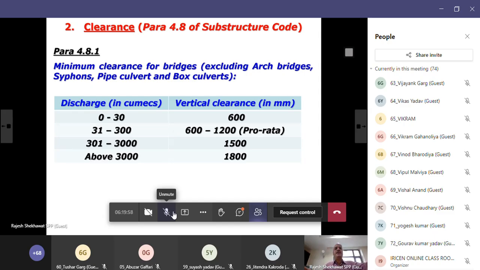अप्रोच बैंक का क्या लेवल है, आपका फाउंडेशन का बॉटम है, आपका सुपर स्ट्रक्चर का बॉटम का क्या लेवल है, then free board and clearance they come there. So clearances are covered in para 4.8.